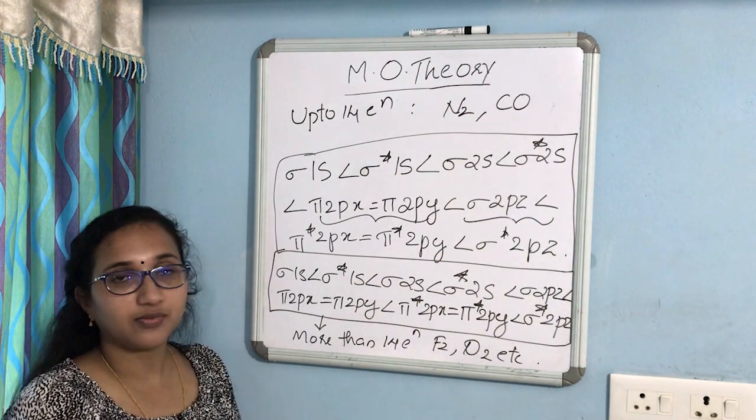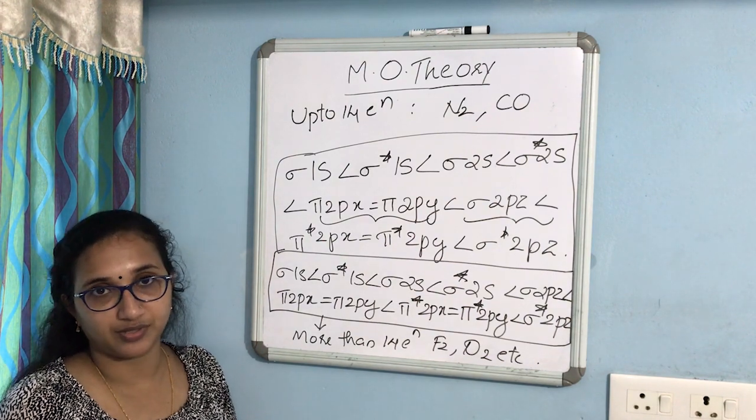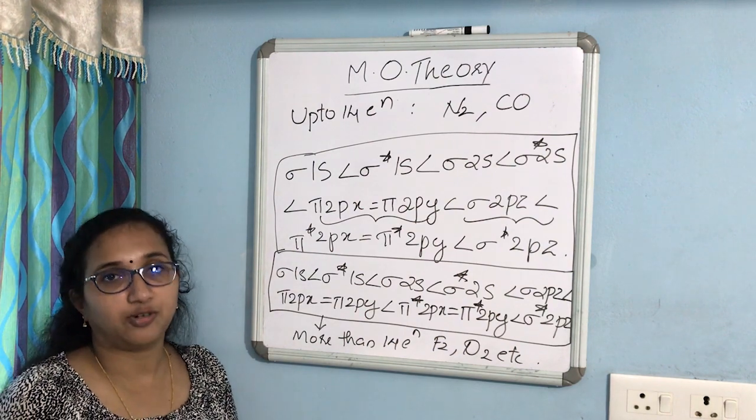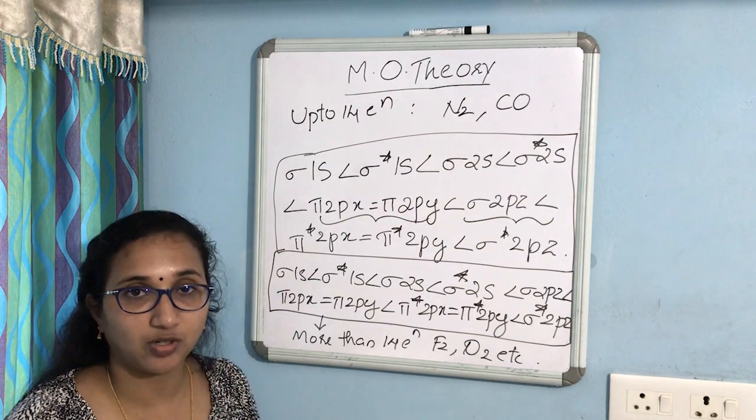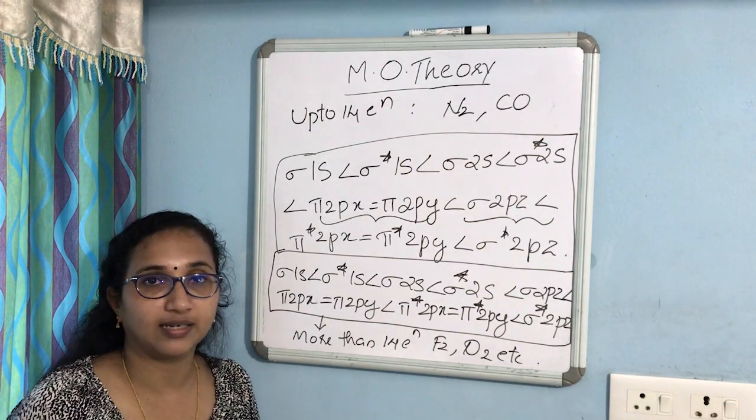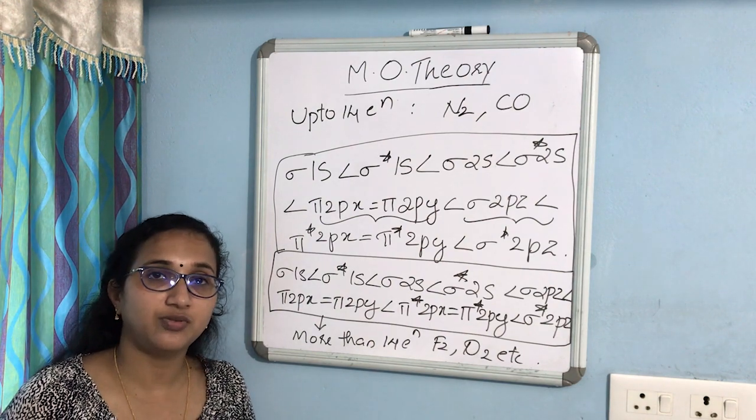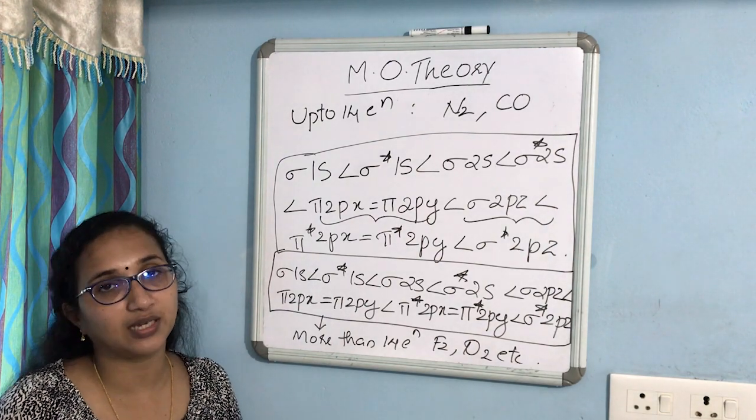So based on this, we can write the MO configuration of different molecules. First of all, we have to count the number of electrons in the molecule. So you must know the atomic orbital configuration. When you take a diatomic molecule like nitrogen, we know a nitrogen atom has 7 electrons, and so the nitrogen molecule contains 7 plus 7, 14 electrons.